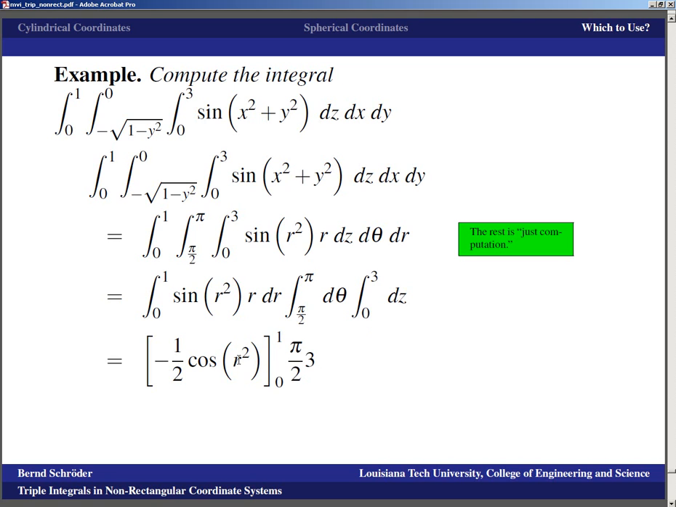Cosine of r squared at 1 is just cosine 1. So we get negative 1/2 cosine 1, minus negative 1/2. And so if we pull the 1/2 out, we end up with 3 pi over 4 on the outside, and then 1 minus cosine of 1 on the inside. And that's approximately 1.0831, which is also something that you can verify with a computer algebra system if you plug that in. Okay, so we can work out these computations fairly nicely here.